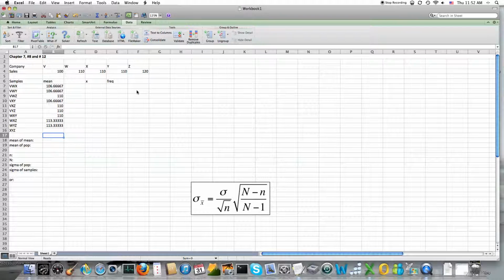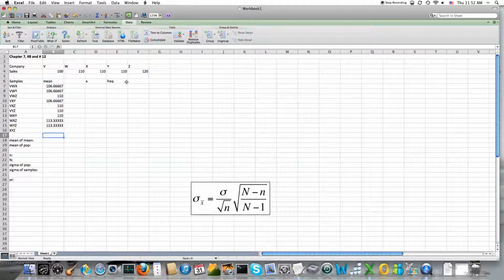So for example, I'm on Chapter 7, number 8, which is a problem that starts on page 242, and it says, suppose we have a population of 5 companies, V, W, X, Y, and Z, and they each have a certain number of sales, so I've listed that up here. The first goal in Part A is to figure out all the different ways that we could pick 3 companies.